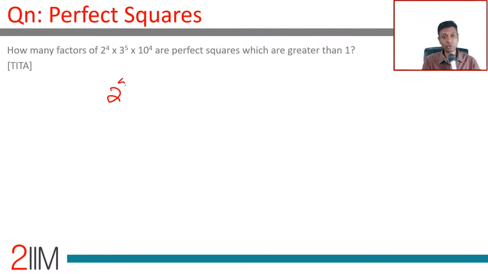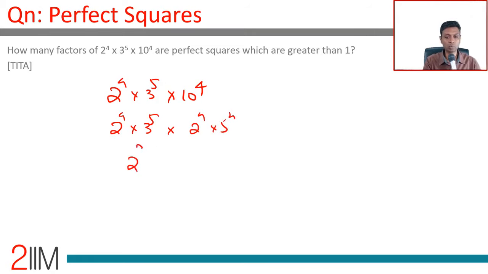How many factors of 2 power 4 into 3 power 5 into 10 power 4 are perfect squares which are greater than 1? First of all, I'm going to prime factorize this. 2 power 4 into 3 power 5 into 2 power 4 into 5 power 4. 2 power 8 into 3 power 5 into 5 power 4.